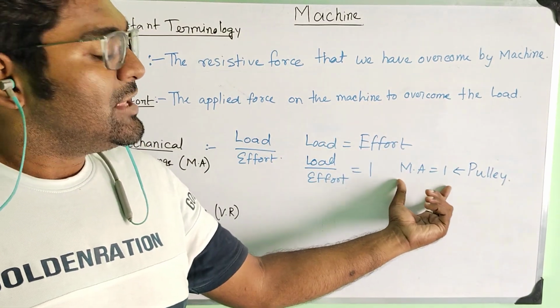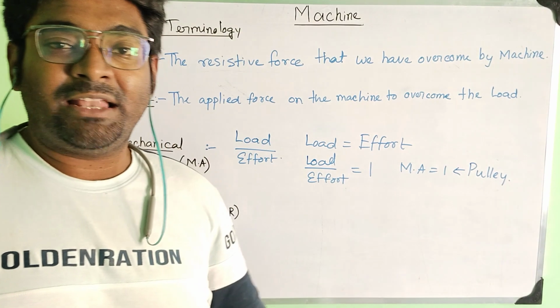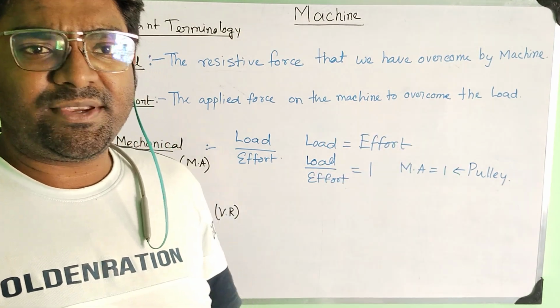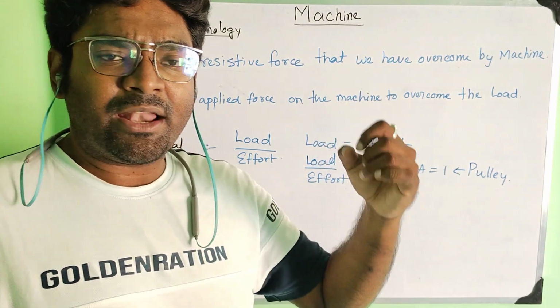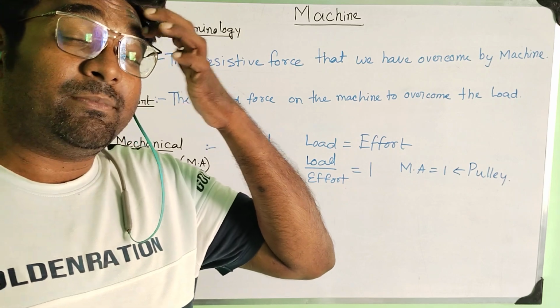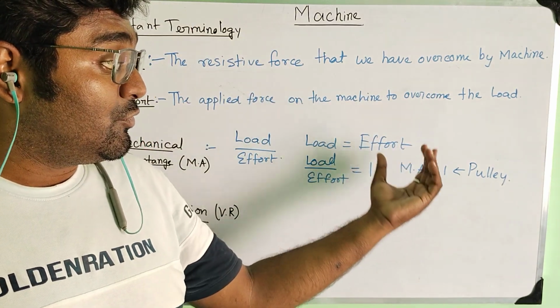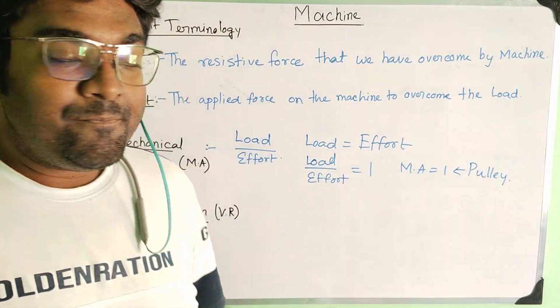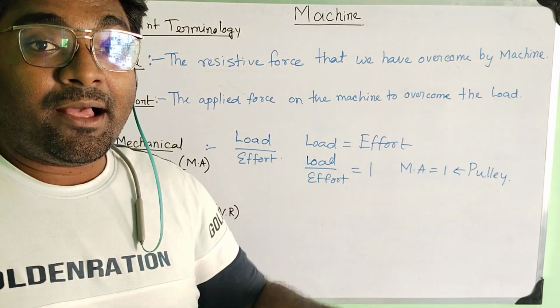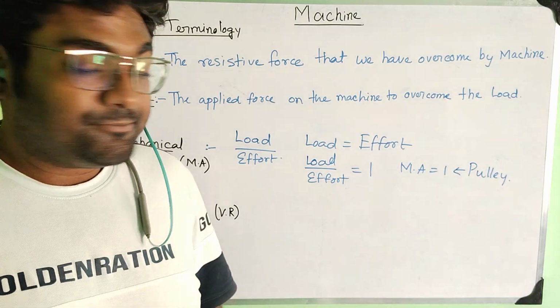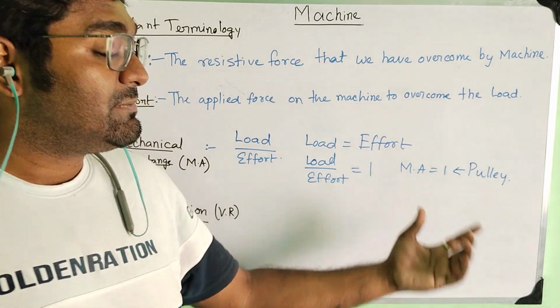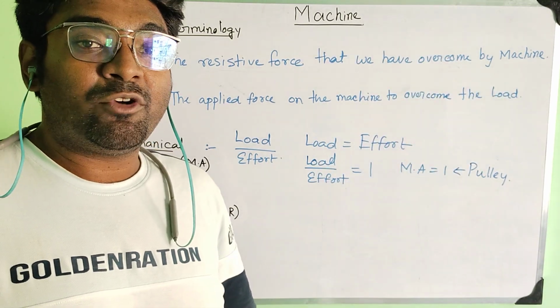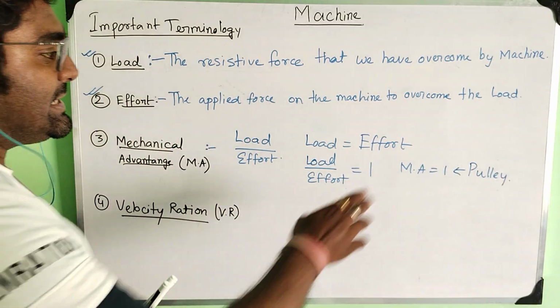So these machines, though their mechanical advantage is 1, that means we cannot gain the effort. These machines will not be force multipliers, and these machines will not gain velocity. So these machines will help to change the direction of the effort in the desired direction. So these are the three things.